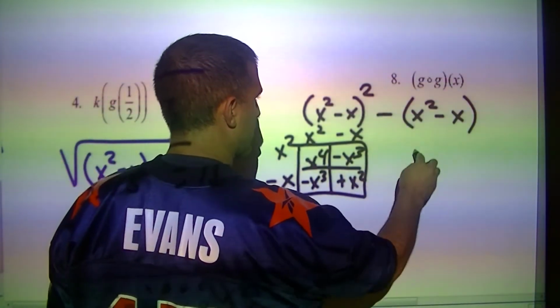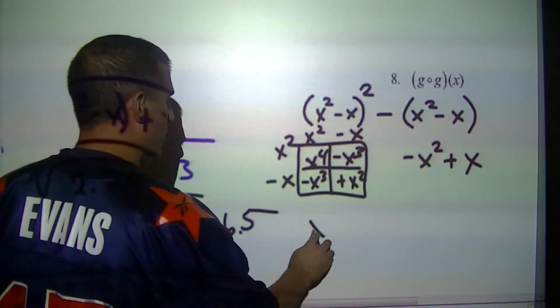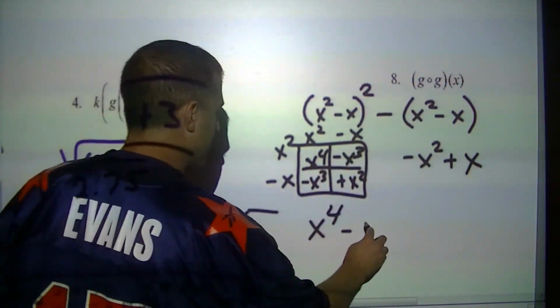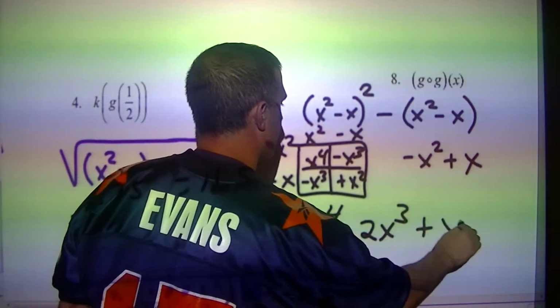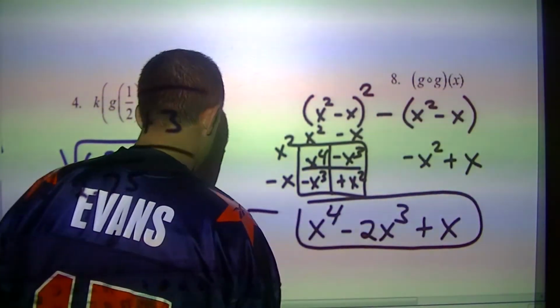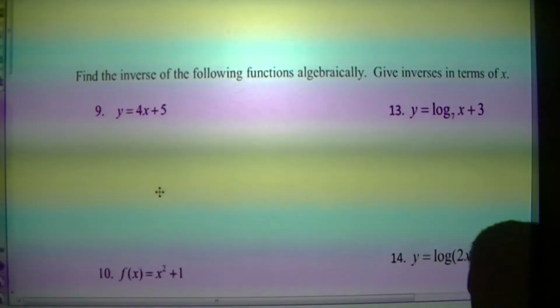These are now all going to turn around signs, so that's going to be negative x plus x. So I got x to the fourth. All right, two of those would be negative 2x cubed. X squared and x squared would cancel out. Plus x would be my remaining. Okay, I think that's it for that page.